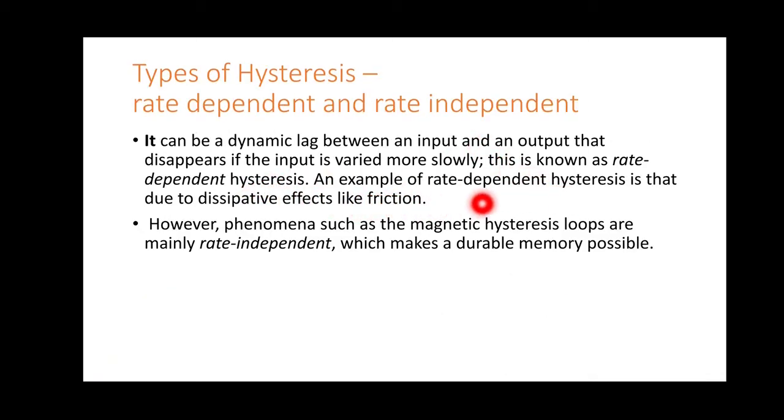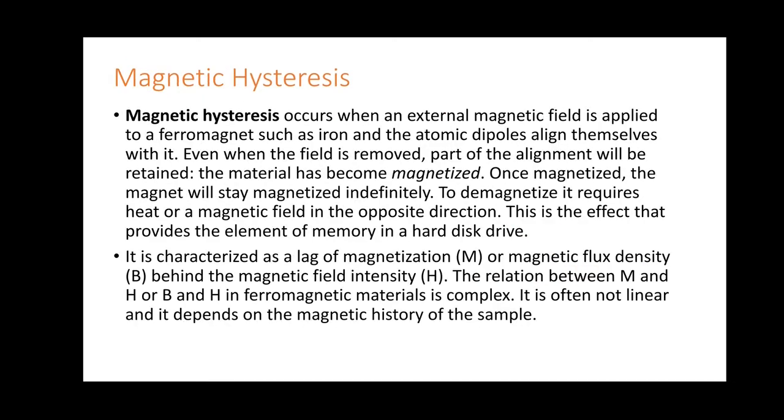An example of rate dependent hysteresis is due to dissipation effects like friction. And the second is rate independent hysteresis, in which it does not matter how fast one physical property is changed. The other physical property changes in the same manner. It does not depend upon the rate. Magnetic hysteresis loops are mainly rate independent, which makes a durable memory possible.